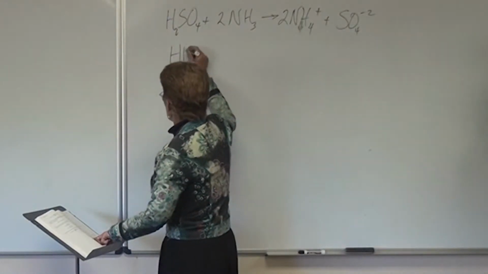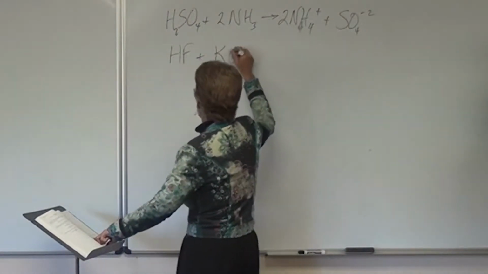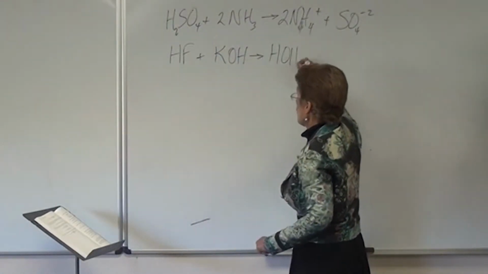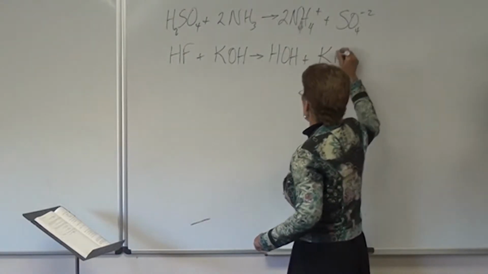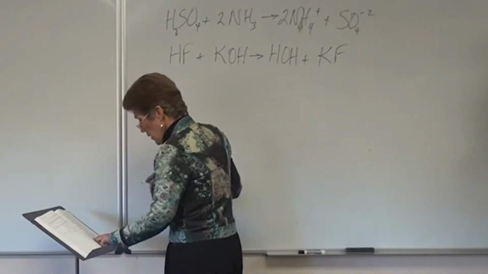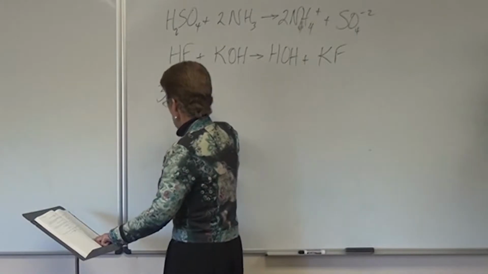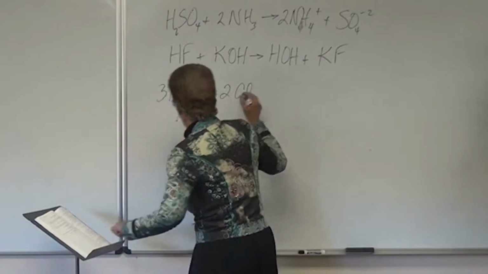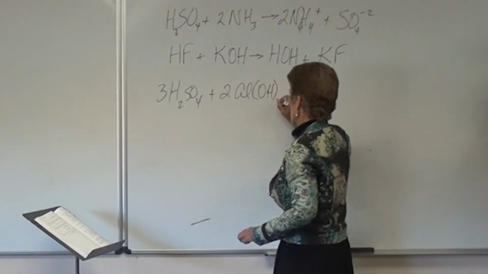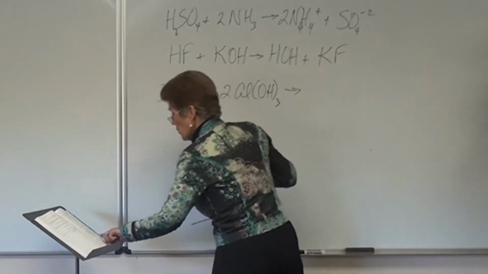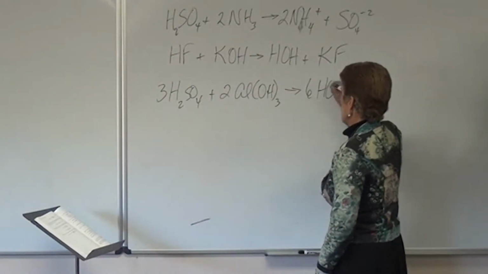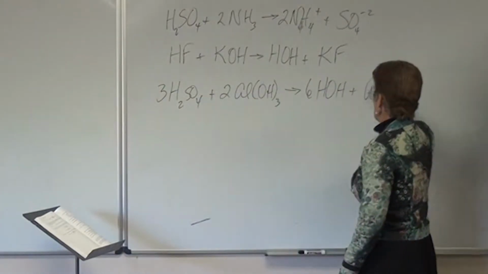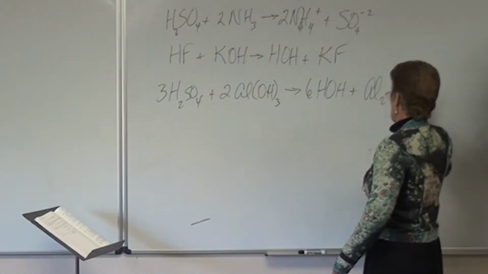Number 8, HF plus potassium hydroxide yields water, which you could have written either way, plus potassium fluoride. Okay, and then the last one, 3H2SO4 plus 2 aluminum hydroxides yields 6 waters, and you could have written water either way, I don't care, plus aluminum sulfate.